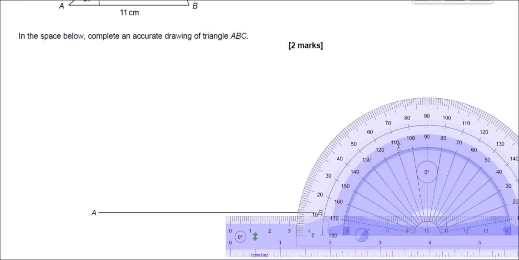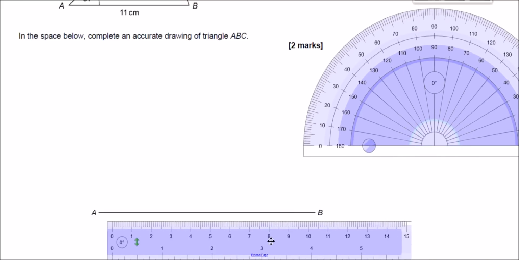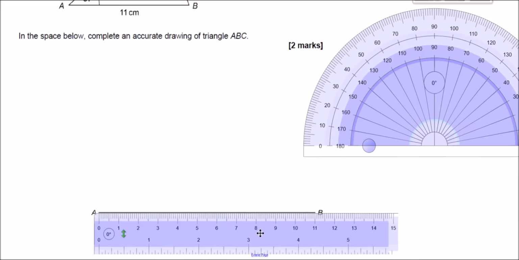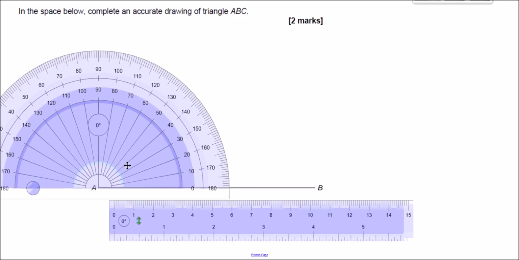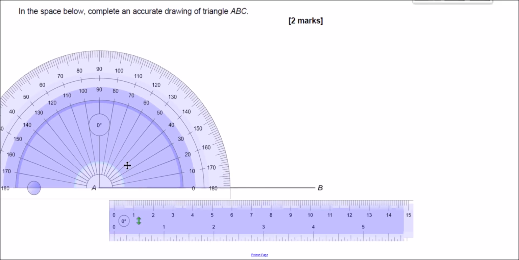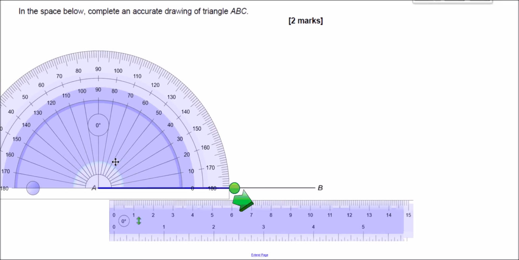And so if I just scroll down here, you should have that this one is 11 centimeters. What we need to do is create a 37 degree angle at A. So we put the protractor on top of A. Just trying to get it as level as I can. There we go. And what I'm going to do now is to measure 37 degrees from this point. And so start from 0. 10, 20, 30, that's 35, that's 36, 37 is here.